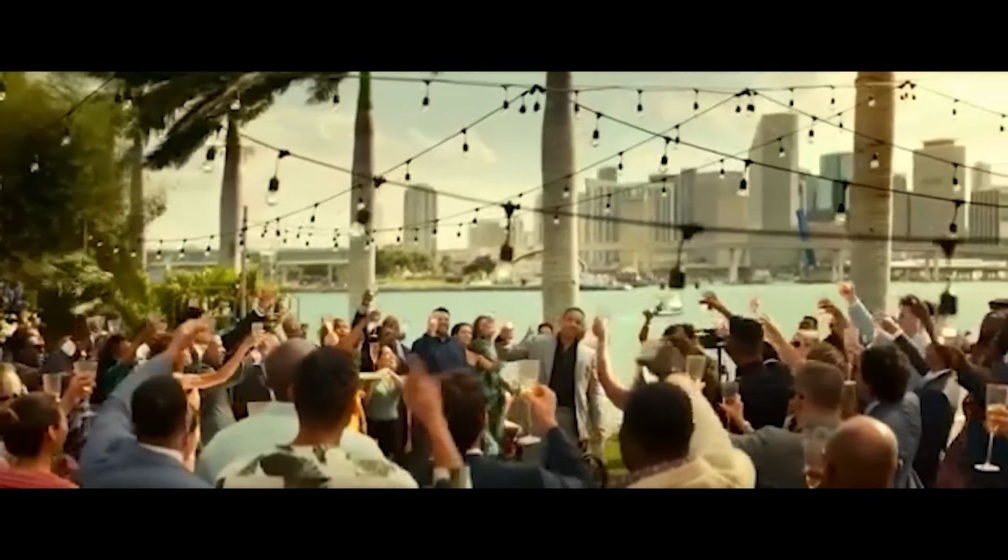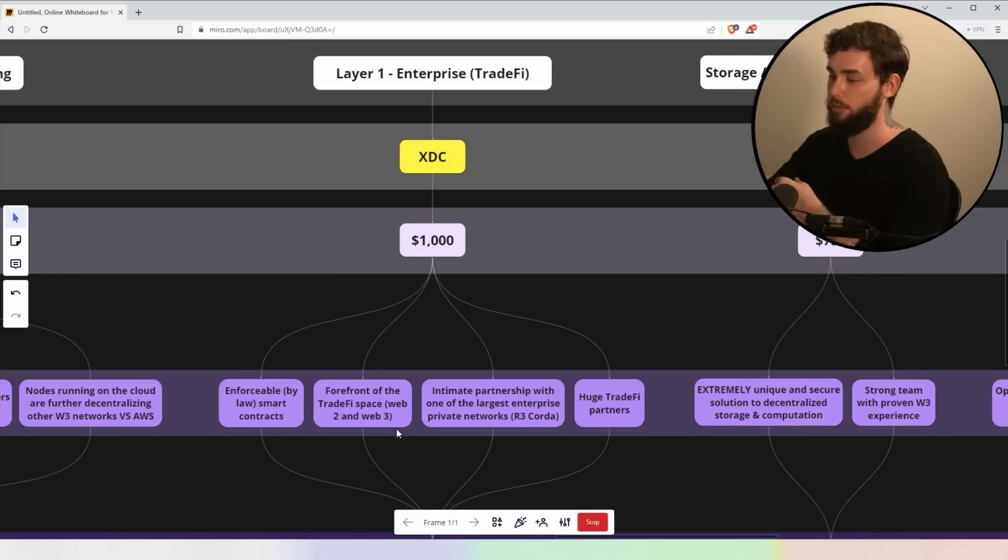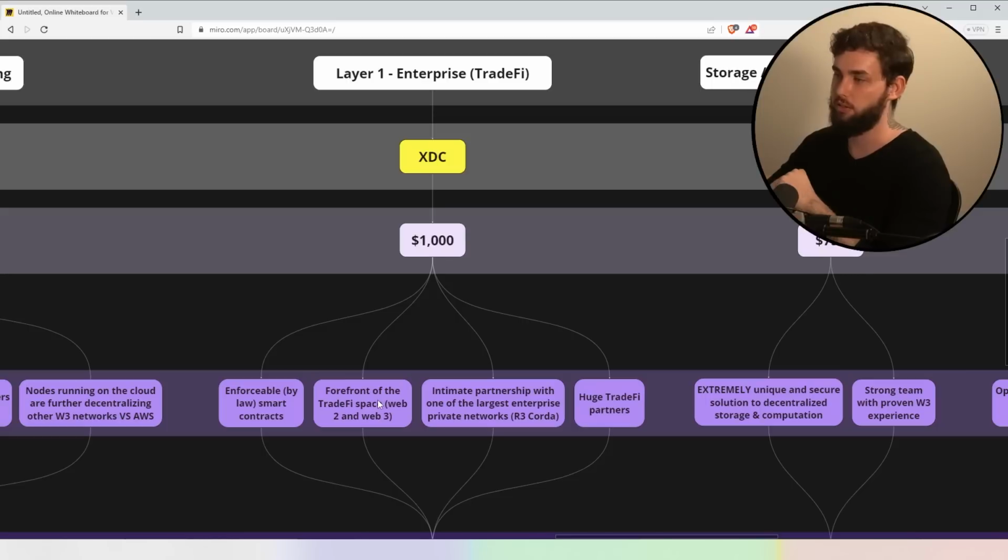Bad boys for life! And the reason being is because we've got enforceable by law smart contracts, okay? And there's some recent developments coming out over in the UK with something that's going to hopefully open the doors up for this to be enacted in a massive, massive market, right? So that's going to be great for businesses that want to obviously use the TradeFi system on XDC.